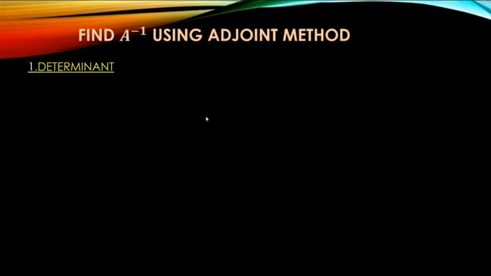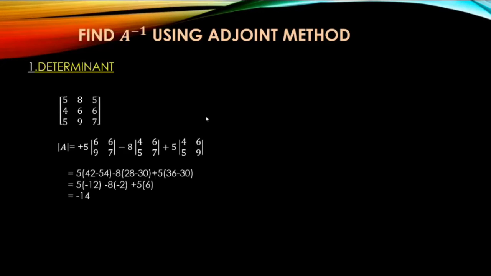First, we must find its determinant. By using expansion along the first row, we will get this equation. So, just like how Saffa has taught before, we multiply 6 and 7, minus 6 multiplied by 9. So we will get 42 minus 54, and minus with 5. And do the same thing with the two others. So we will get the answer negative 14.